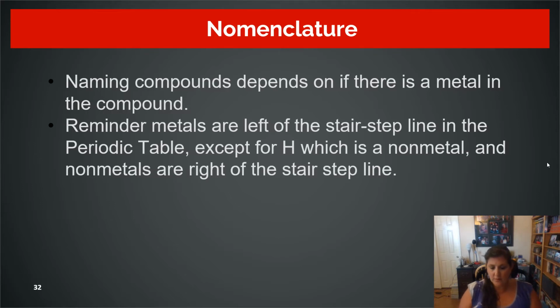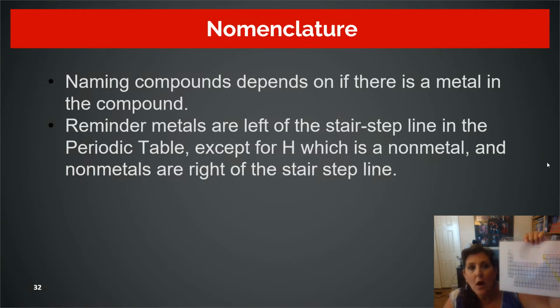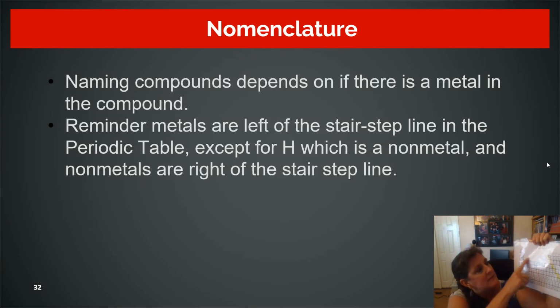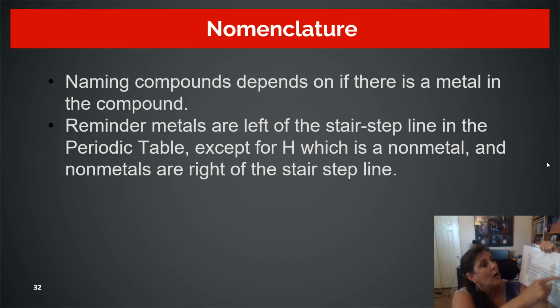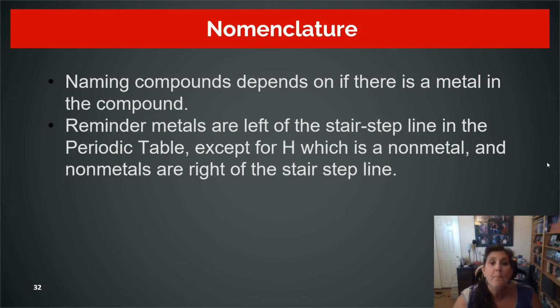A reminder: the metals are on the left side of the stair-steppy line, except for hydrogen, which is a non-metal. Non-metals are on the right side of the stair-steppy line. So there's a lot more metals than non-metals. Again, everything on the left side of the stair-steppy line except H is a metal, and that is very important for naming the chemicals.